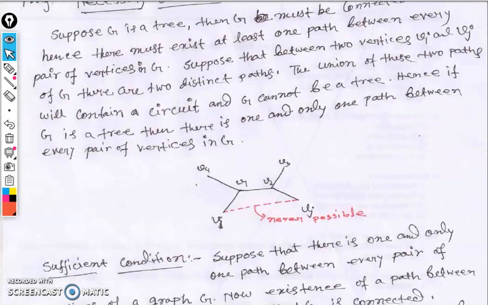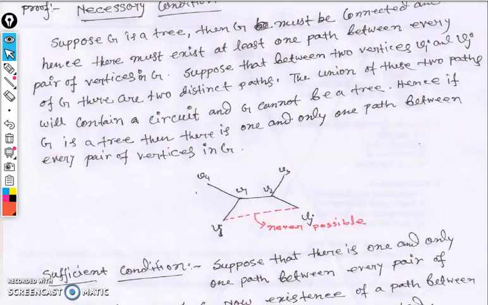Suppose G is a tree. First we consider G is a tree, and then G must be connected, and hence there must exist at least one path between every pair of vertices. Because we have considered G is a tree, next we need to prove that there must exist only one path between any two vertices.